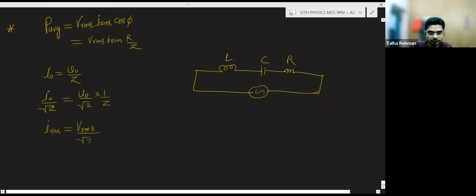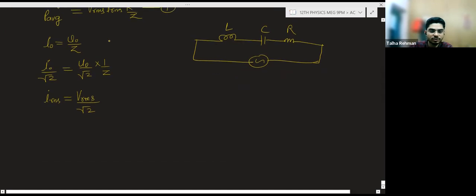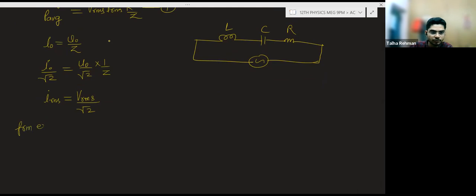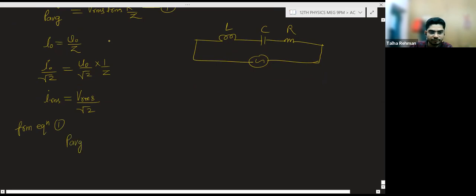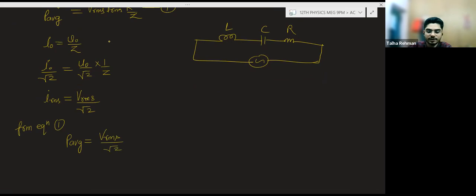Now, if I want to write the power in terms of the voltage only, then this is the average power. This is the formula of the average power. Suppose this is equation number 1. So what I will do, I will put this value of Irms from equation 1. So average power will be, Irms is Vrms divided by root 2. Okay, divided by root 2.